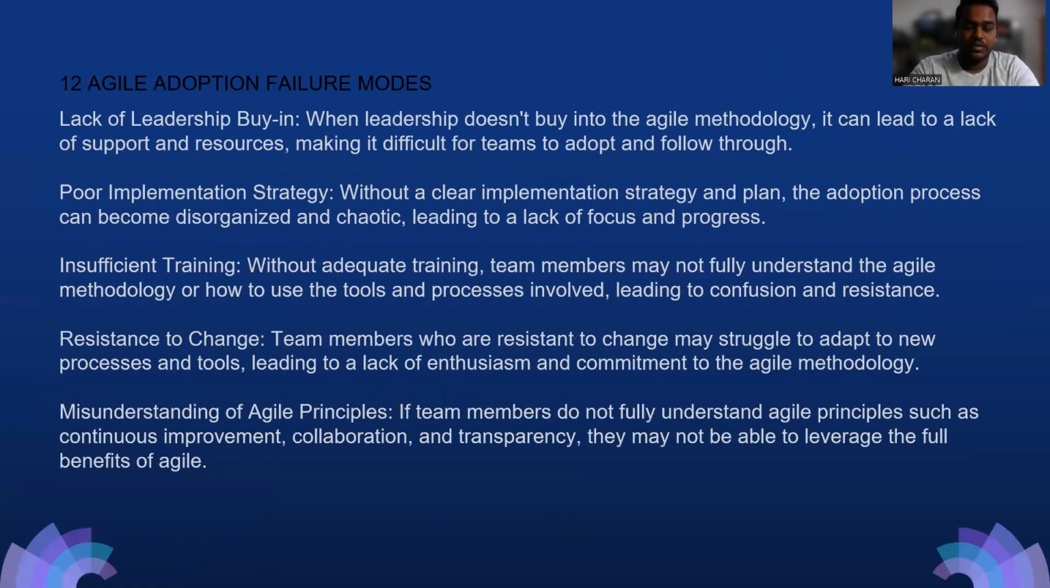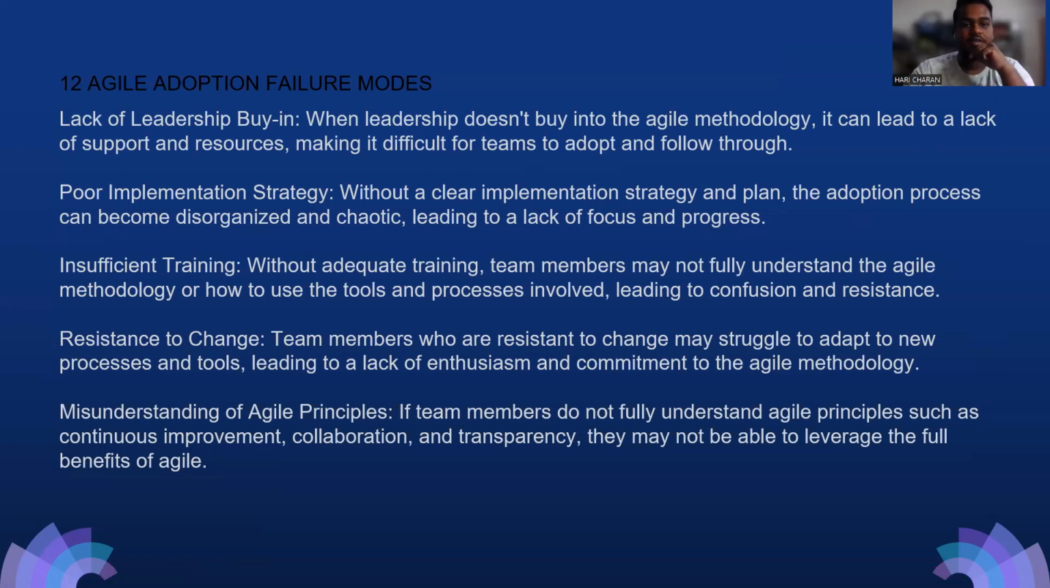So the first one which we have seen is lack of leadership. Every team should have a leader. The leader should monitor all the team members, whether they are going in the correct route or not. We follow the same in agile also, where in the agile methodology it can lead to lack of support or resources and also make it difficult for the team to adopt the process. If the team doesn't follow the leader's words, it may lead to difficulty and so on.